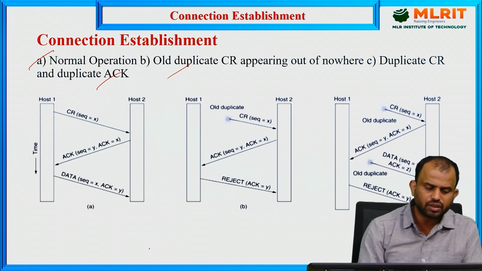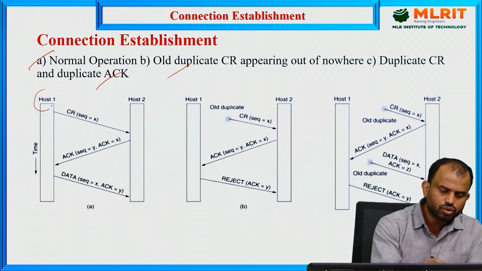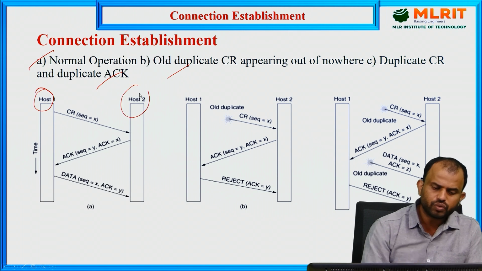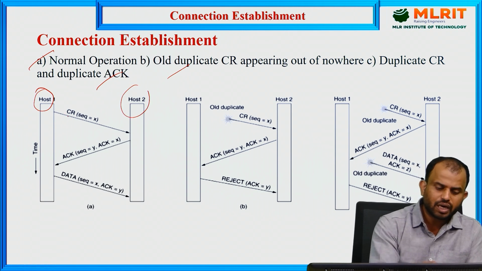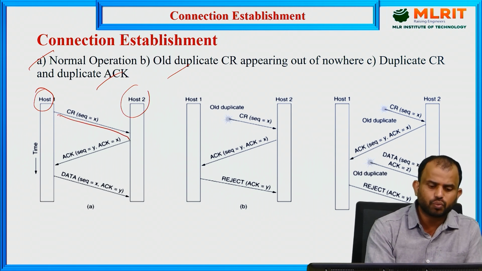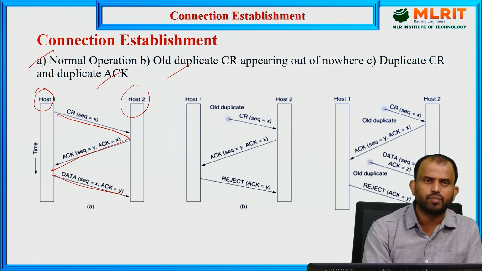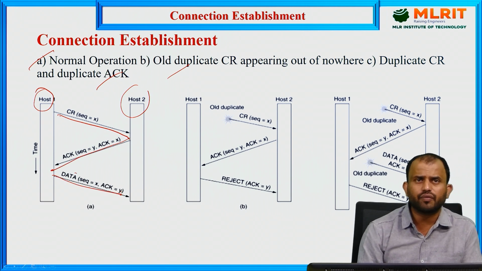So when you see figure A, here host 1 is there, host 2 is there. This is a simple normal operation, which means a connection request is there. Based upon the request, we get the acknowledgement, and based on the acknowledgement, we send the information. So that is a simple kind of normal operation.